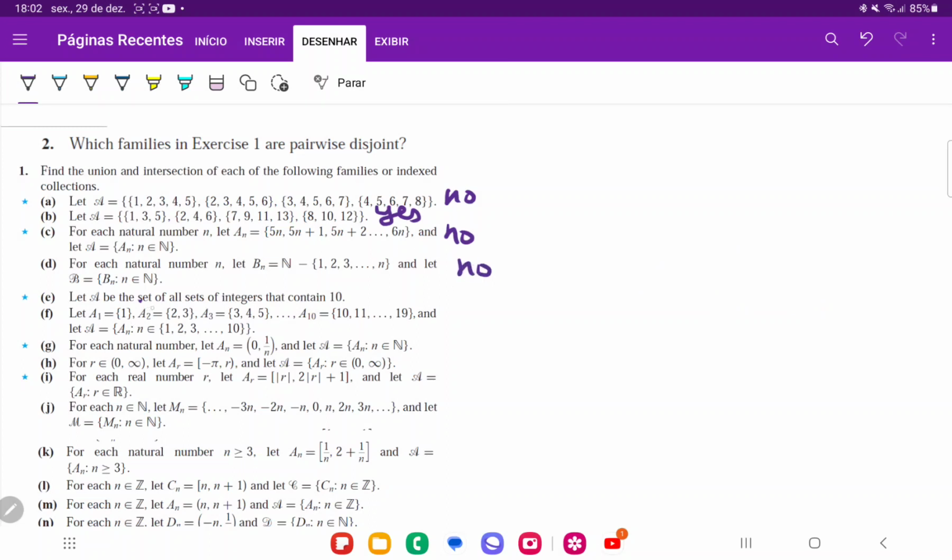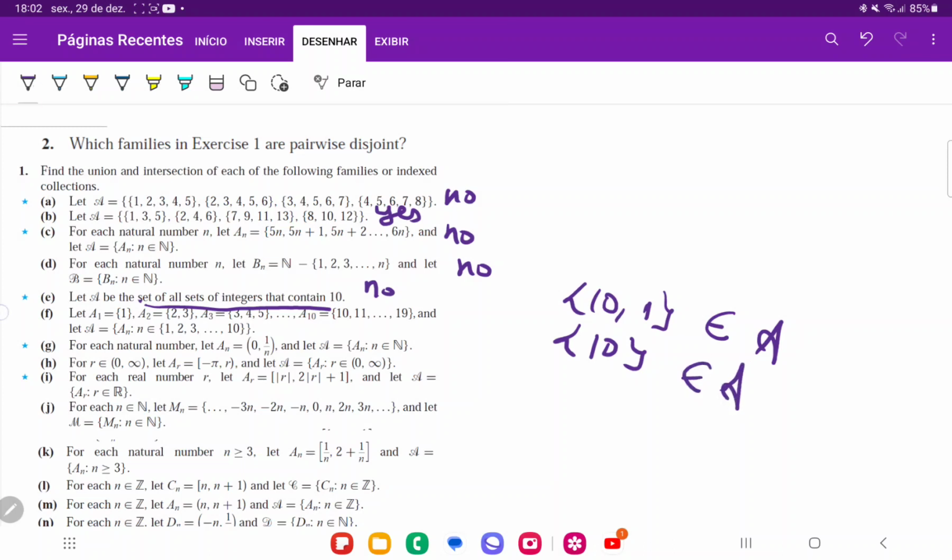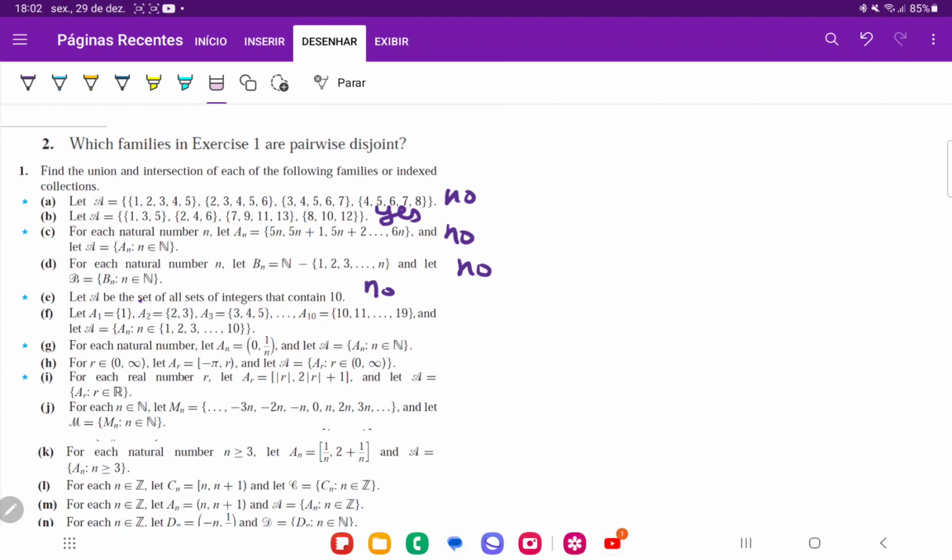For E, let A be the set of all sets of integers that contain 10. And this is a no, because if it's the set of all sets of integers that contain 10, we have the set 10 and 1, that belongs to A, right? And also the set just containing 10, that belongs to A. So definitely not pairwise disjoint. In fact, all of these sets are going to intersect because all of them are going to have 10 in common.